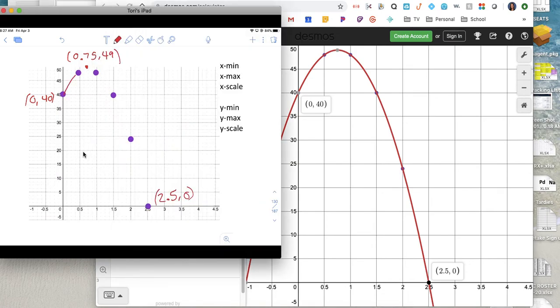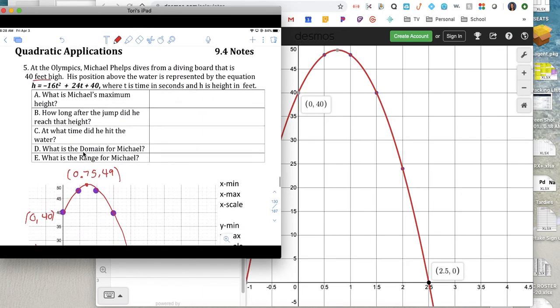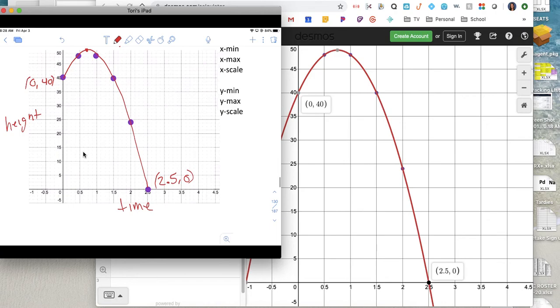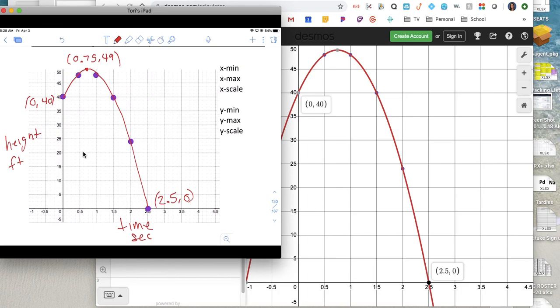I'm going to show you my paper so you can see those. We're going to connect from the y-axis to the x-axis, and we're going to label our height and our time and check our units. Our units are, at the Olympics, Michael Phelps dives from a diving board that is 40 feet high. So we are at feet. His position above the water is represented by this equation where t is time in seconds. So we got feet and we got seconds. At this point, you should have all the information. We're ready to answer the question.